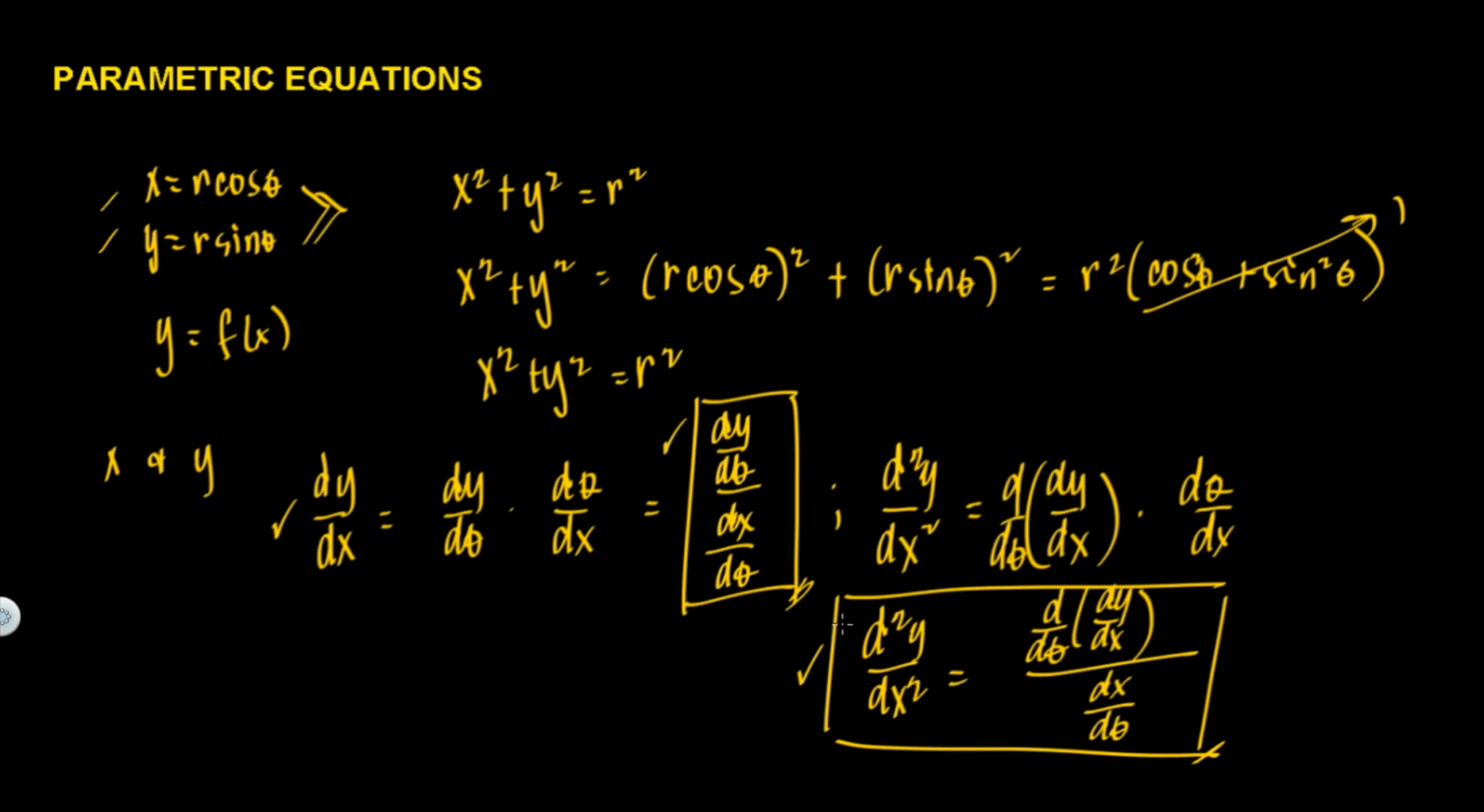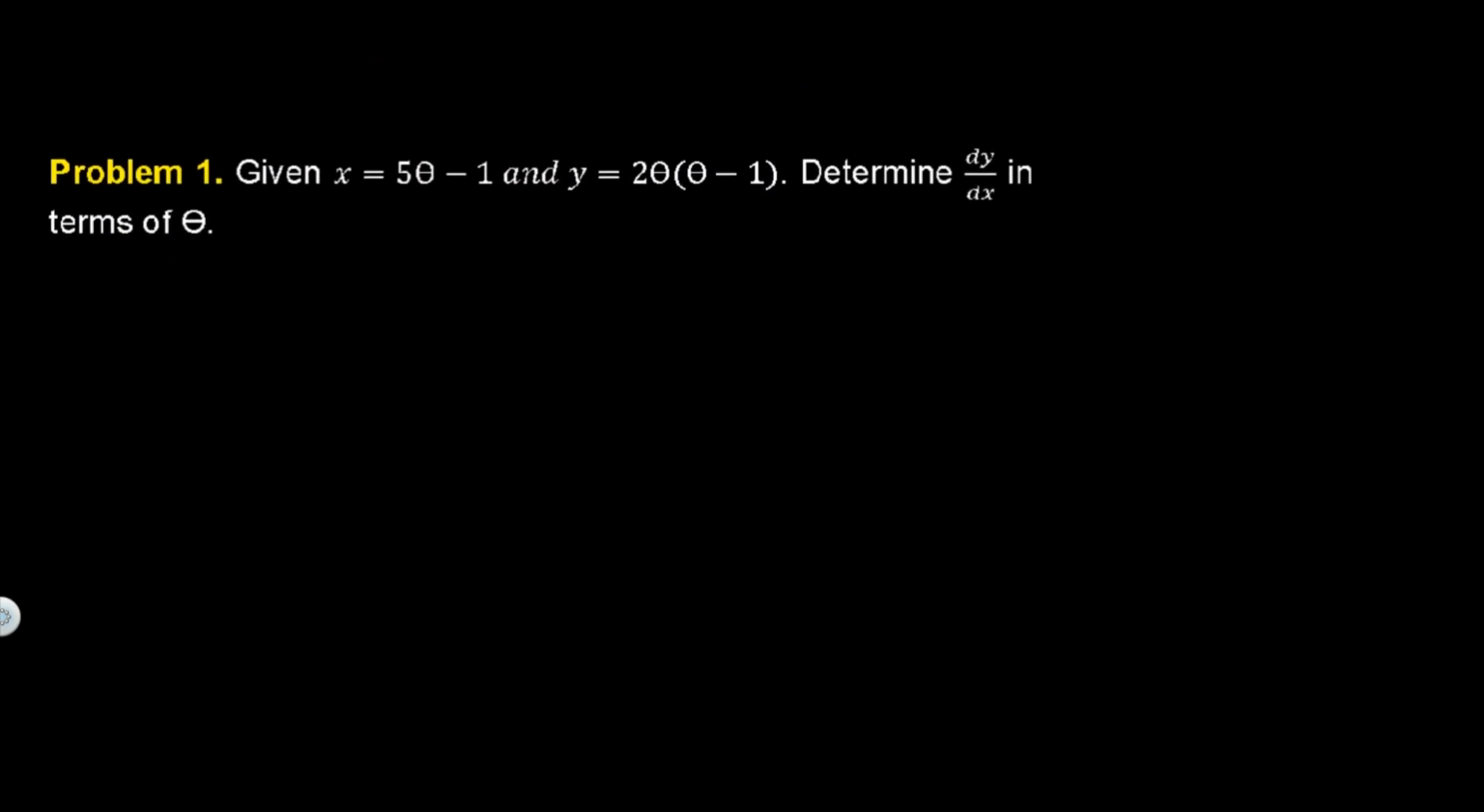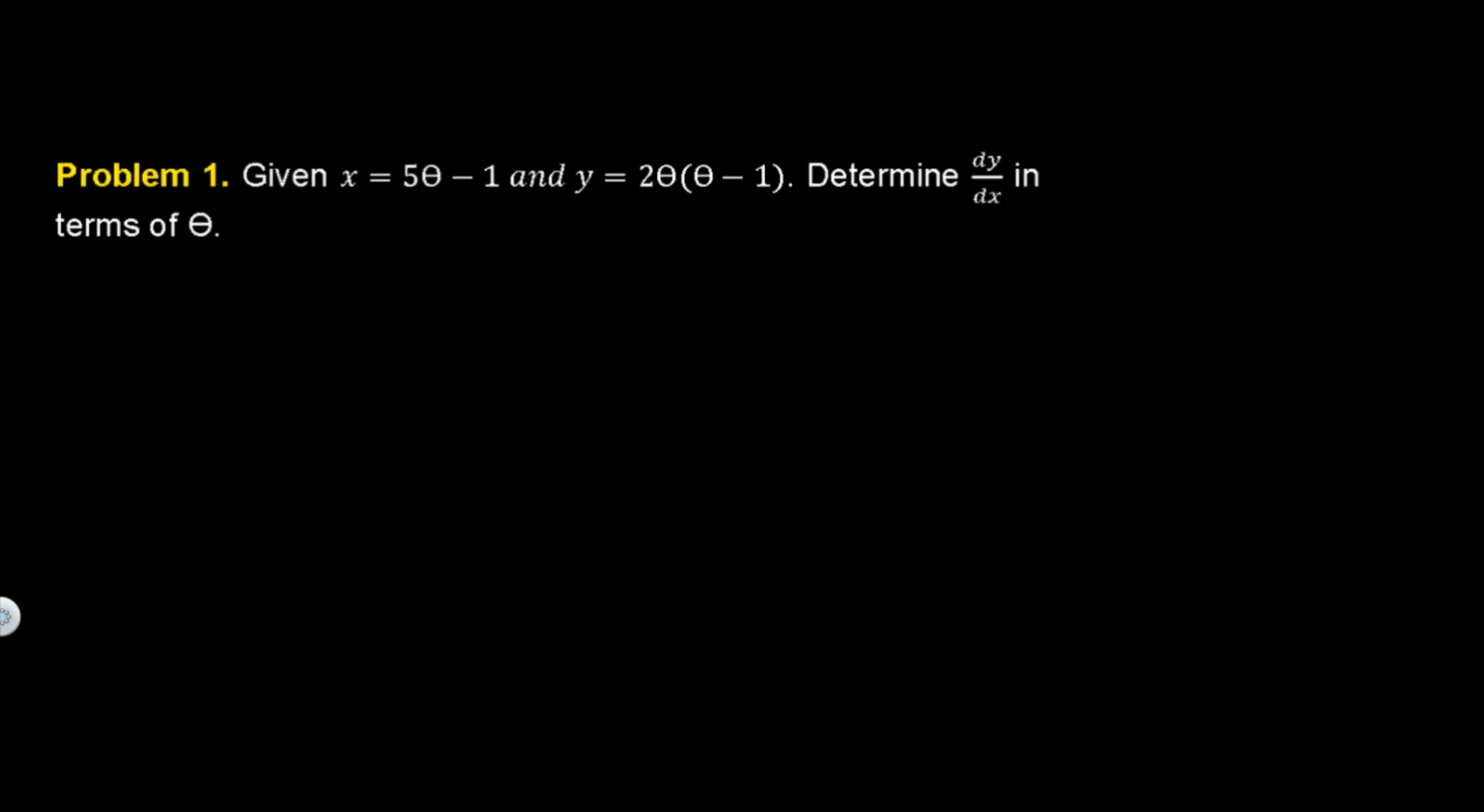Okay, so let's solve some problems. Number one. Given x equals 5 theta minus 1 and y equals 2 theta times quantity theta minus 1, determine dy over dx in terms of theta. As you can see, we have parametric equations, and x is given as 5 theta minus 1. Then we also have y equals 2 theta times quantity theta minus 1. But we are asked to find dy over dx in terms of theta.